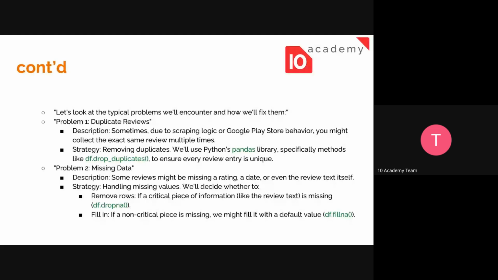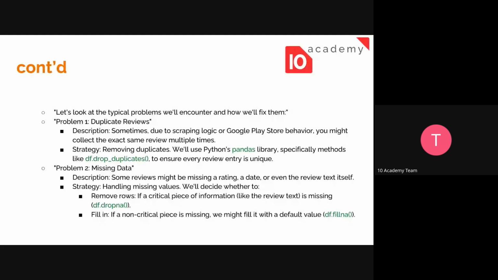The strategy to solve missing data depends on which column is missing. If the review text is missing, we usually delete the row because the text is essential for sentiment or theme analysis. But if a minor field like rating or date is missing, we can decide to fill it with a default value using df.fillna, for example. In data cleaning as a whole, the key idea is: remove what you can't use and fix what you can. So this is how you solve a missing data problem.